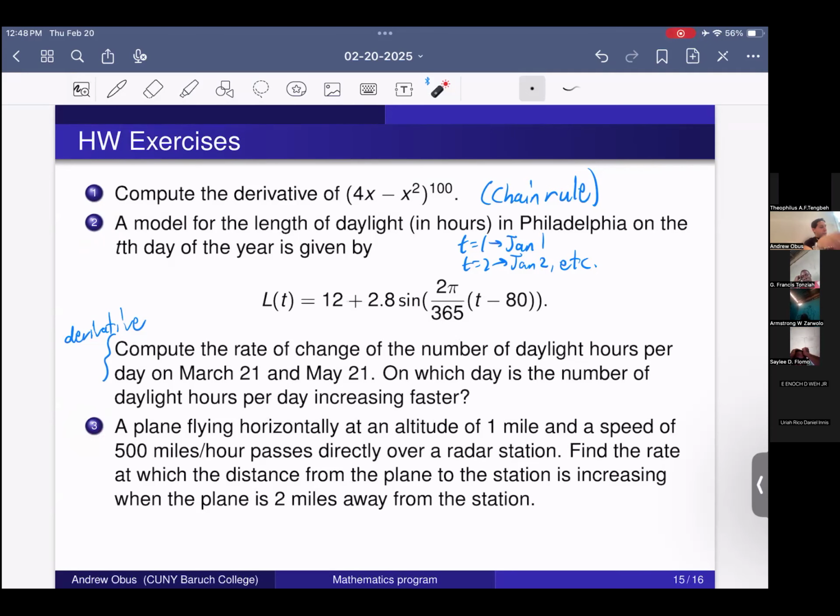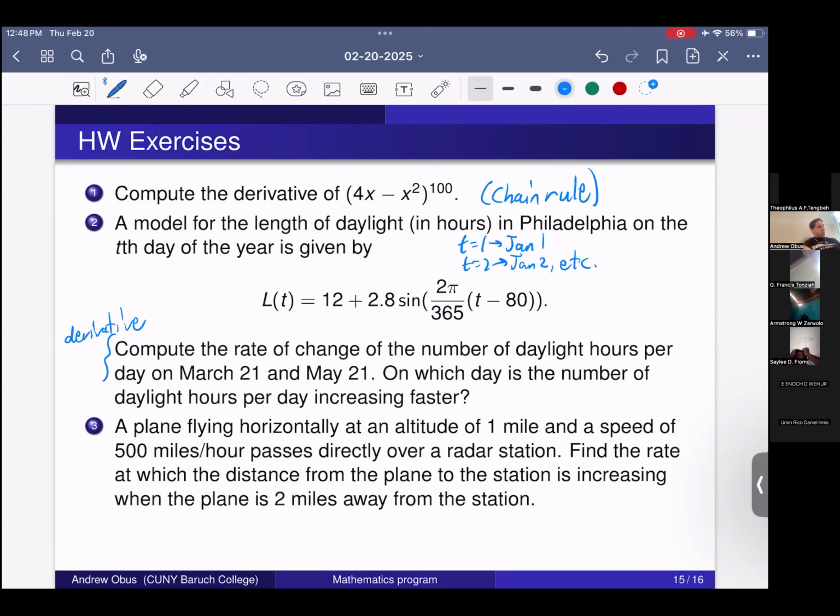And then question 3 is a related rates problem. A plane flying horizontally at an altitude of 1 mile and a speed of 500 miles per hour passes directly over a radar station. Find the rate at which the distance from the plane to the station is increasing when the plane is 2 miles away from the station.